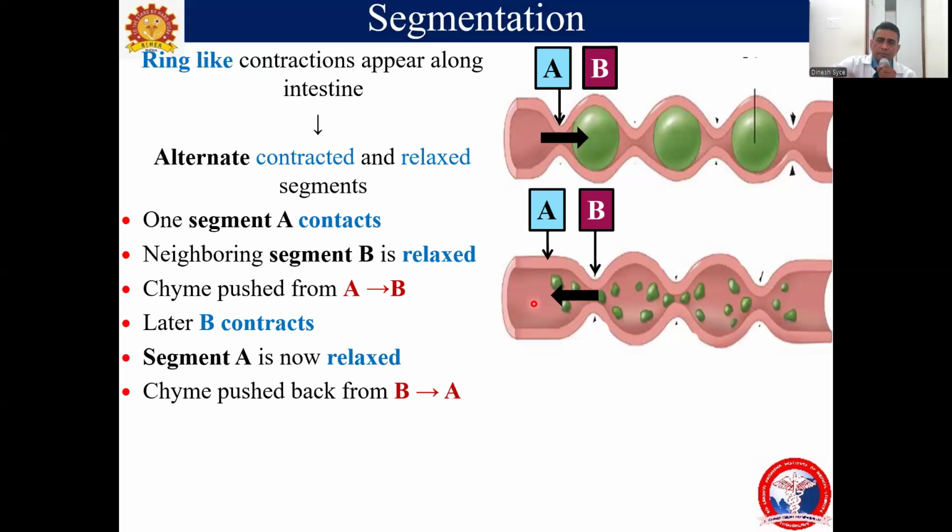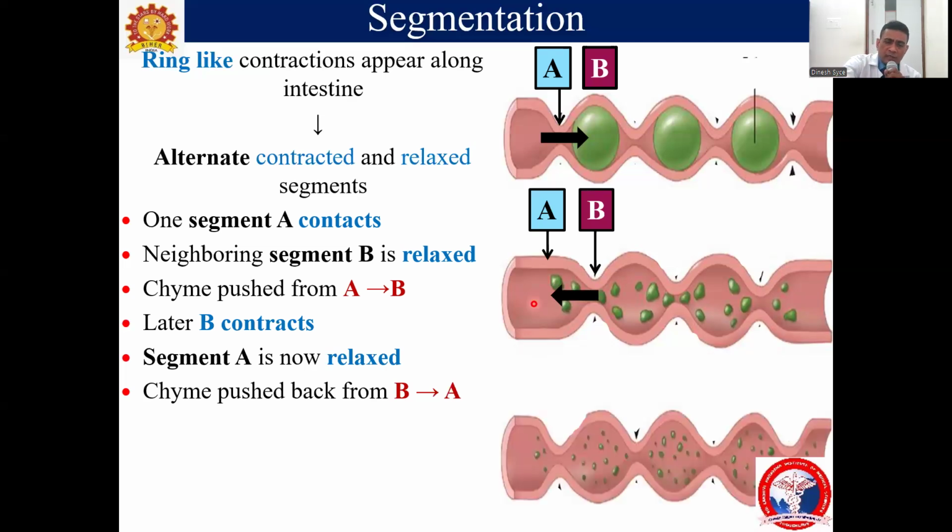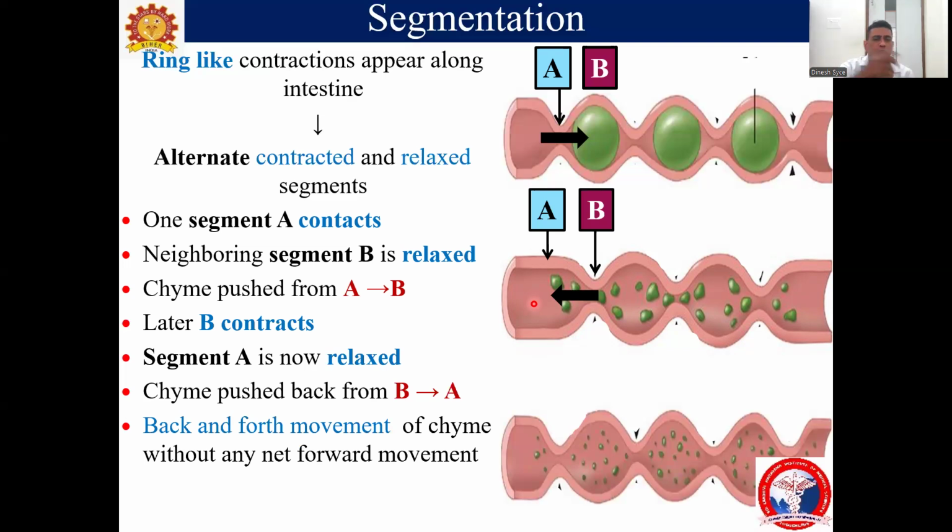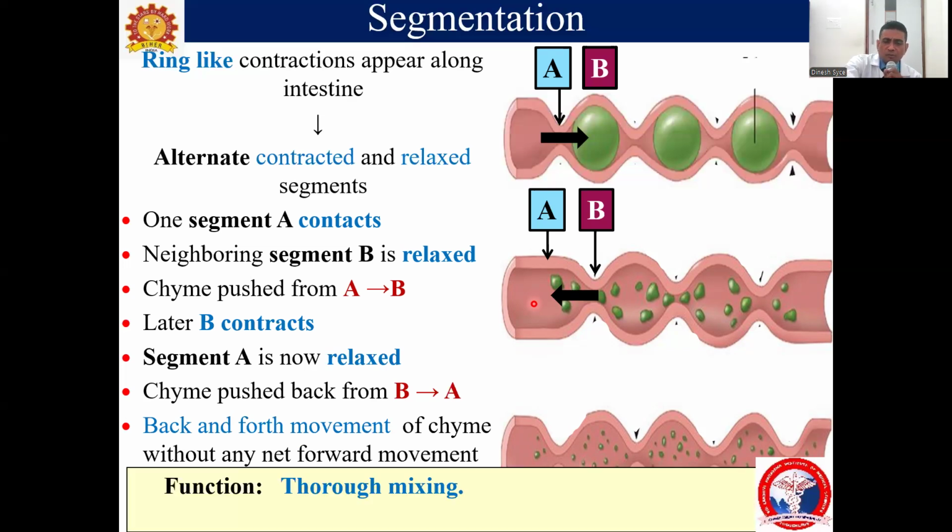So this keeps happening over and over again, back and forth movement of food without any net forward movement of food. This is called segmentation. Okay, so can you tell me, what purpose does it serve? As we mentioned earlier, it mixes the food. Yes, it mixes the food with the small intestinal juices, number one, most importantly, and it breaks the food down into very small particles. Thorough mixing and breaking down of food.